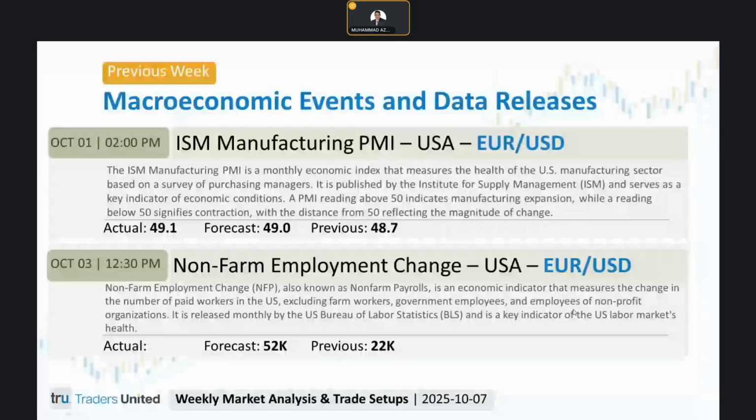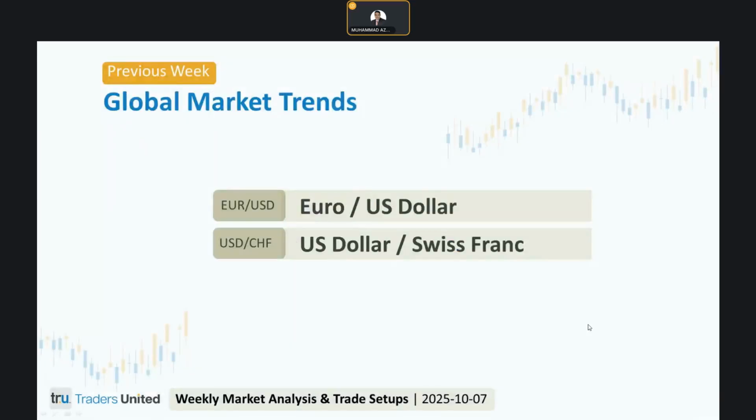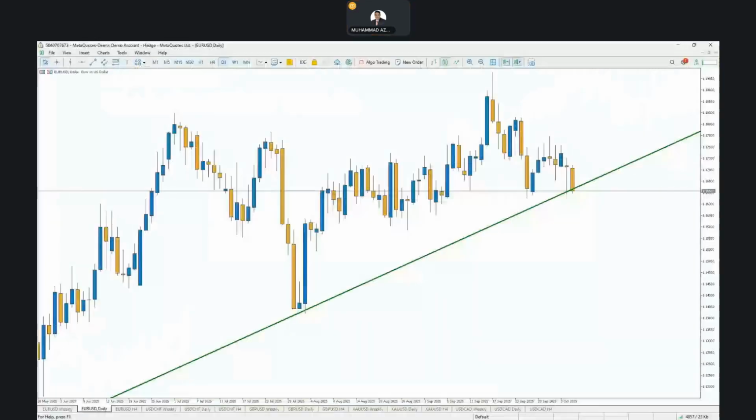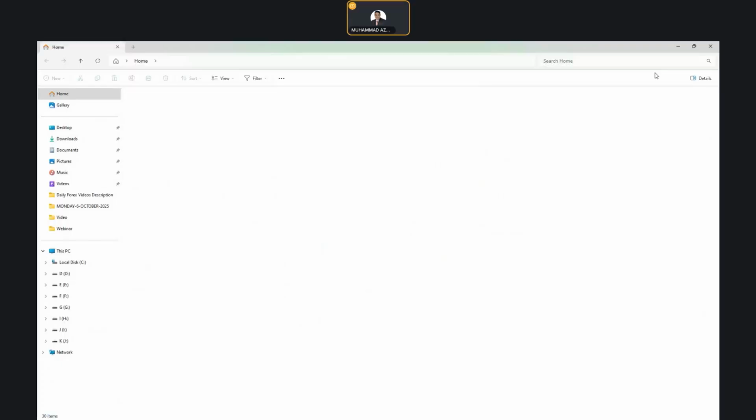Next, let's discuss the previous week global market trends. First one is the euro dollar, second one is the US dollar Swiss franc currency pair. Okay, so let me take a look at euro USD currency pair.